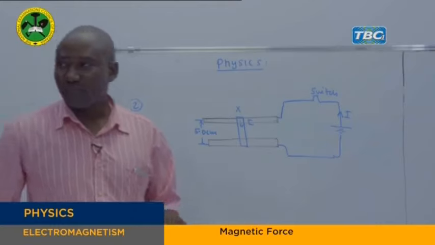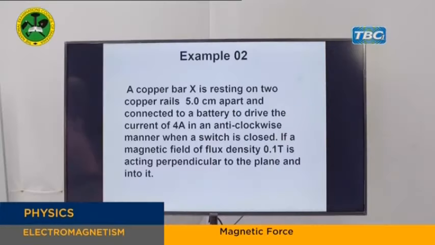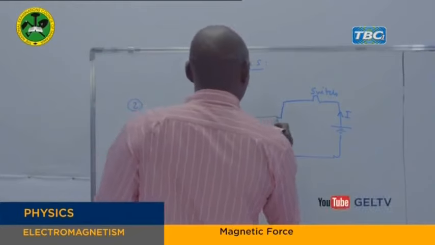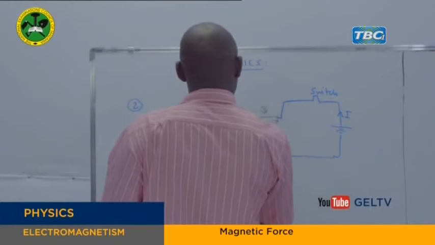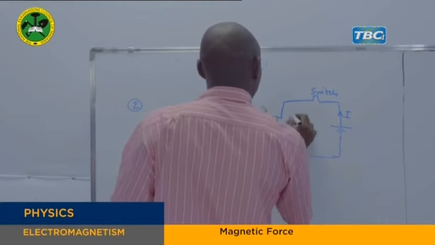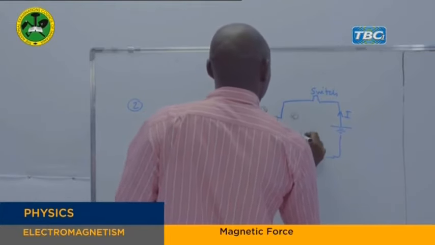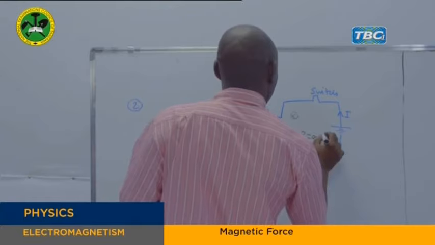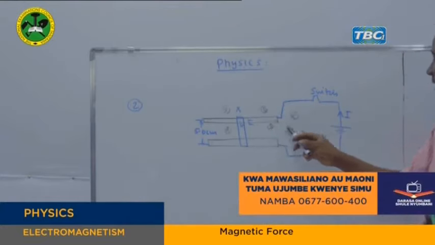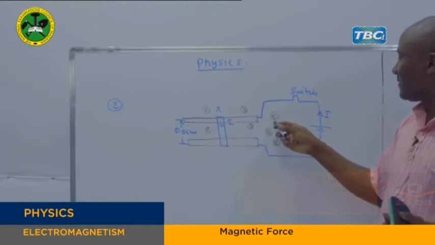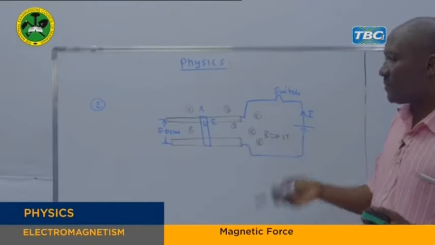Now, the question is, on this part, we are told the magnetic field is 0.1 and is acting perpendicular to the plane. So we draw, remember, we normally draw this. We know how to represent this one. We said B, when you see X, that's the magnetic flux density pointing into the plane.